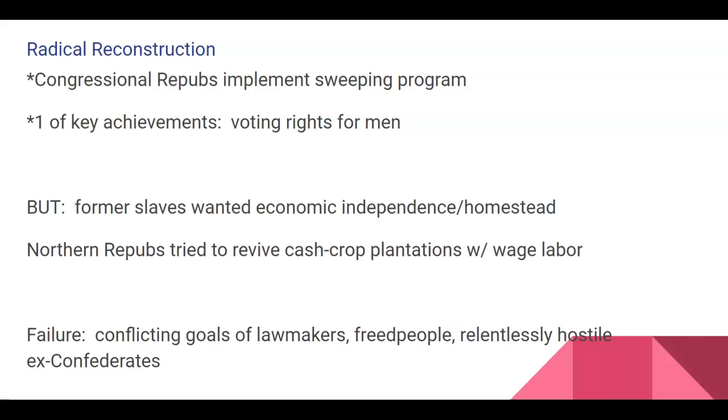So the former slaves wanted economic independence, and they wanted to own a home. But what the Northern Republicans wanted was those cash crop plantations going with wage labor, because they wanted that cotton production back so they could increase the revenue and the tariffs coming in, because they needed to pay the debts from the war. And now that they had gone and assumed the debts of the Confederate government too, that meant that they needed a bunch of money. So they didn't really care so much about what the former slaves wanted. They wanted to get that cash crop going again.